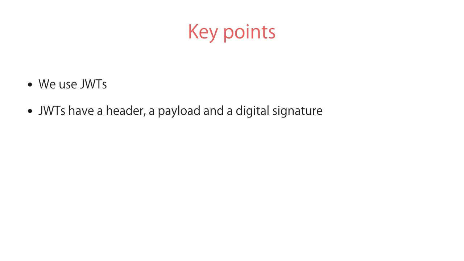These JSON Web Tokens have a header, a payload, and a digital signature that is based on the combination of header and payload and is generated based on a secret. This secret is known only on the server.